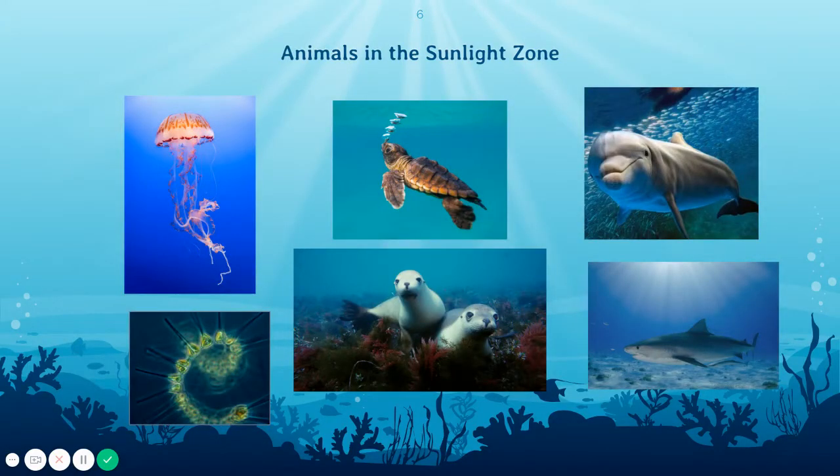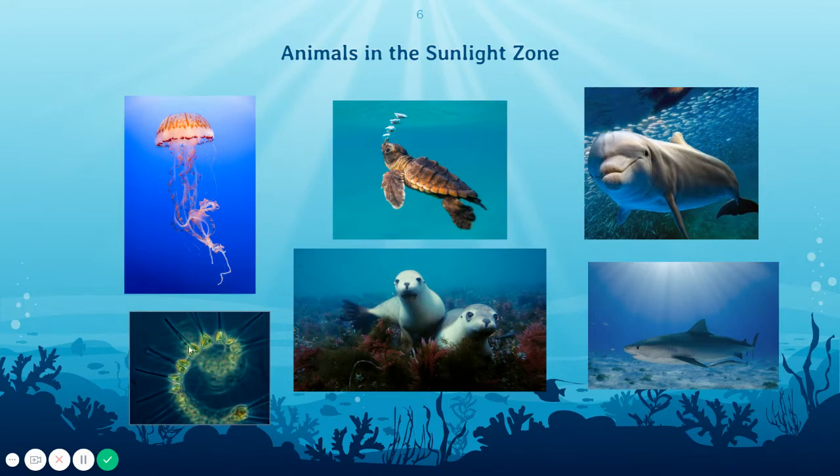So here's a glance at the animal life in the sunlight zone. This is by no means every animal in the sunlight zone, but just a quick glance. So here we have a baby sea turtle, we have a dolphin, a sea lion, a shark. We have a jellyfish here. Just a side note on the jellyfish, there are many different species of jellyfish. This particular one lives in the sunlight zone, but there are also other species that live in the other zones.